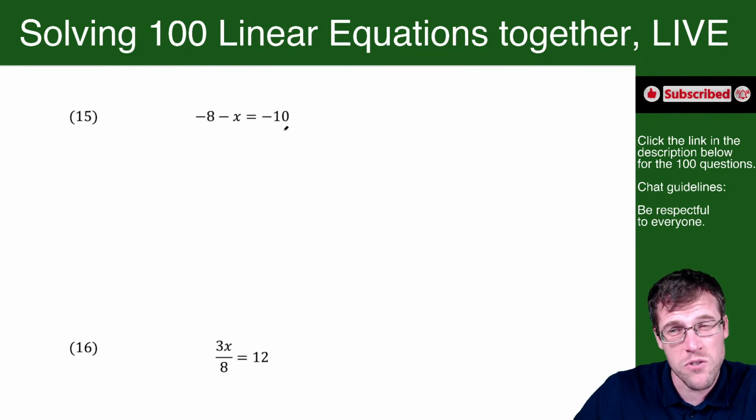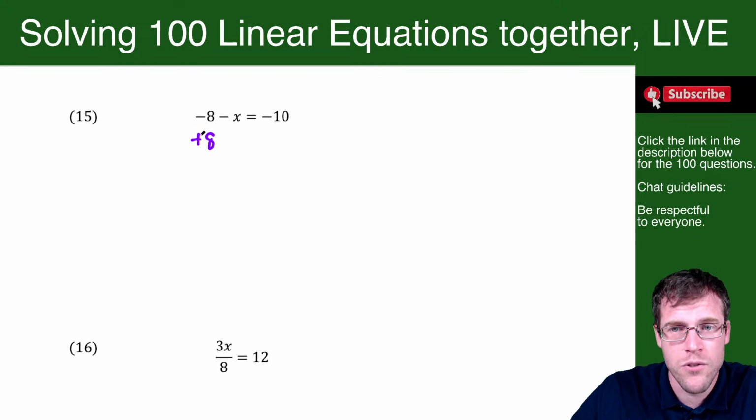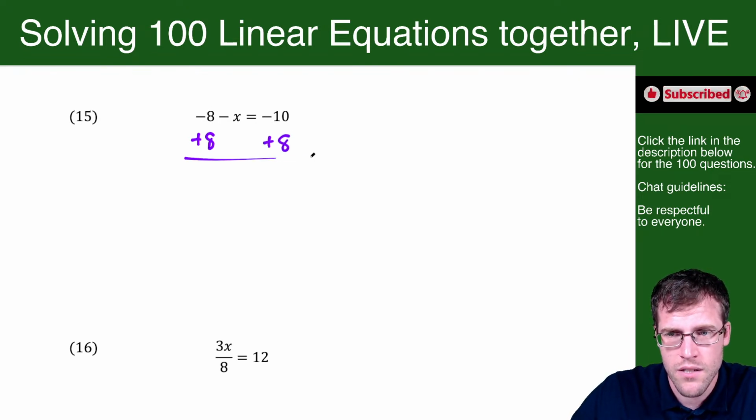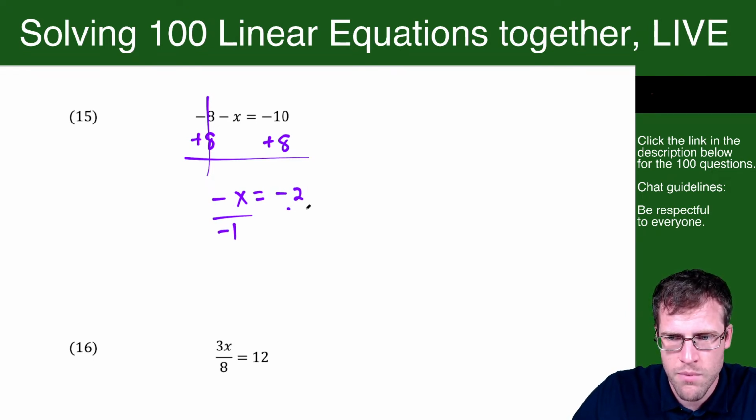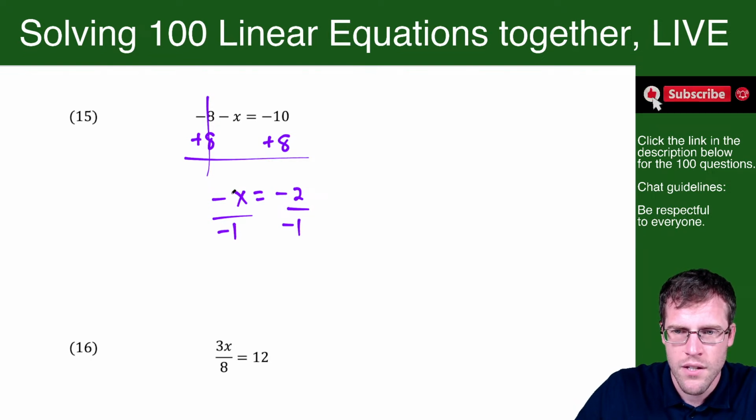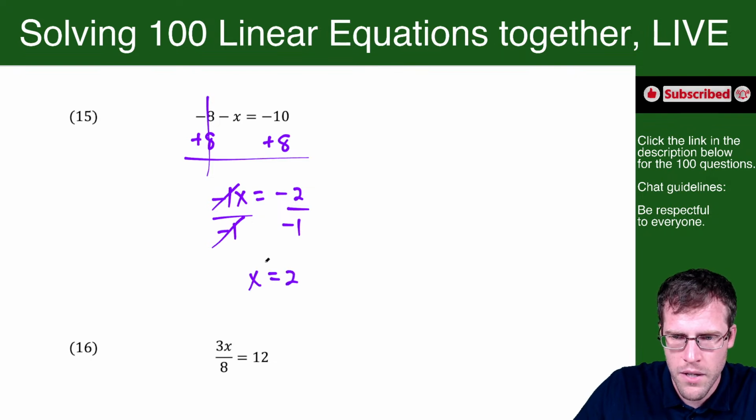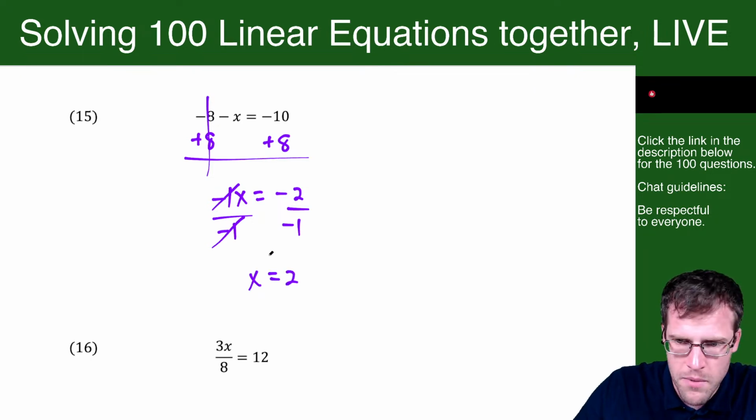-8 minus x equals -10. So this, I would get rid of that minus 8. I would do +8 to get rid of that -8. Okay, so like this. And now -8 plus 8 cancels. We get -x equals -10 plus 8 is -2. And now remember the invisible 1. We're dividing both sides by -1. Like this. Okay, so I'll put the 1 here. This cancels. X equals +2. Okay, so 15 is +2.